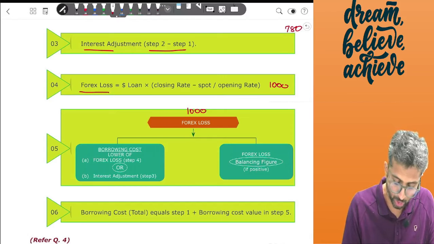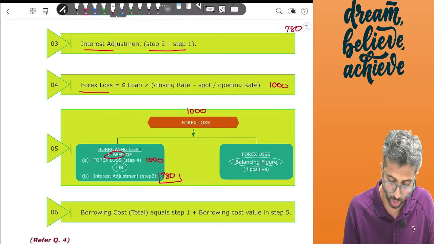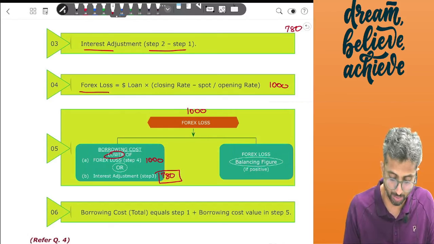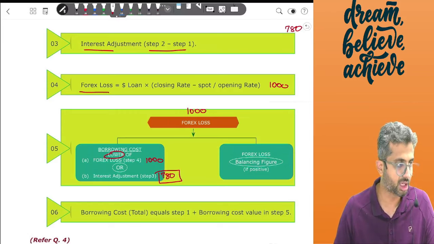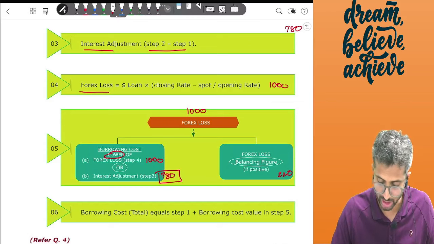However, out of the 1,000, the lower of the two is a borrowing cost. Exchange differences, that is 1,000. To the extent they are considered as adjustment to interest cost, that is 780. And hence, the lower of the two, that is 780, will be considered to be borrowing cost. But exchange rates change due to various factors. Interest rate is just one of those factors, and hence the remaining, probably 220, will be forex loss.